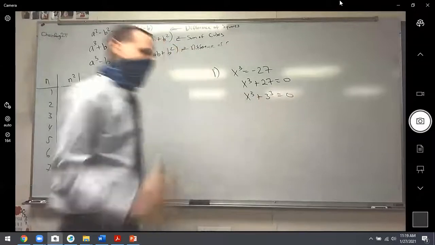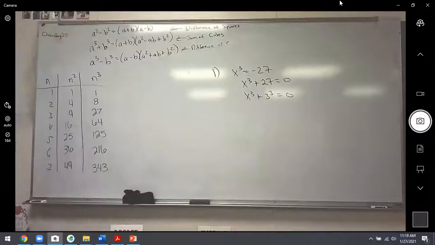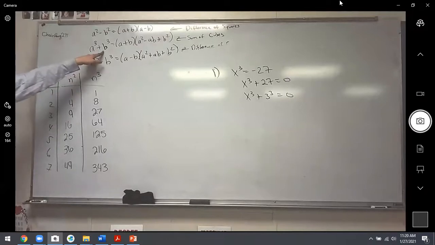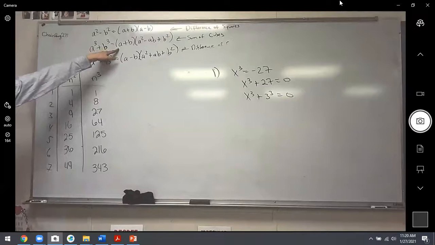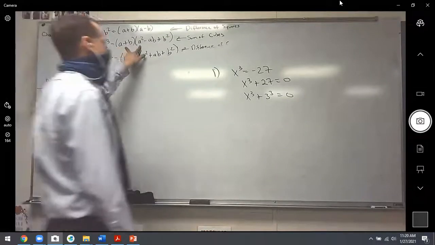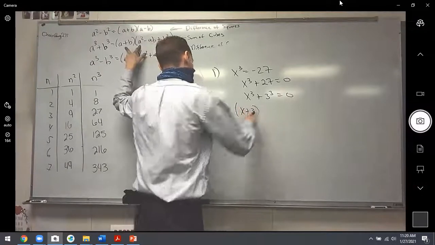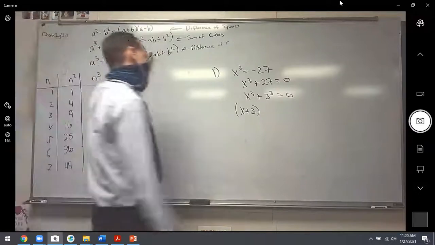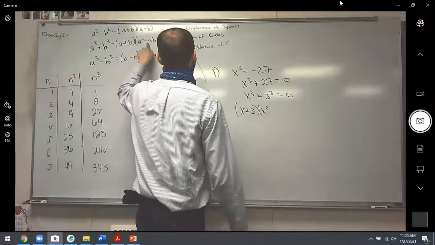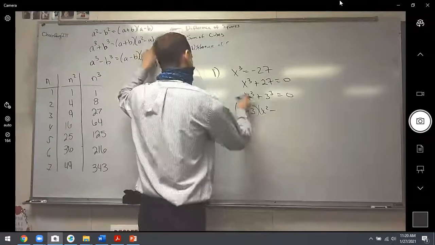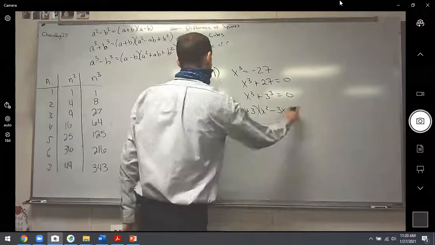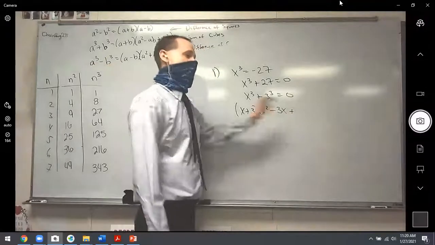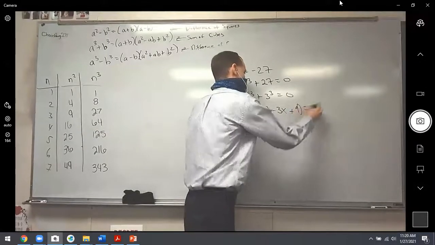So if I think of the 27 as 3 cubed, and obviously x cubed is x cubed, and I go over here to my sum of cubes formula, it says a cubed plus b cubed is this stuff. So a would be x in our situation, and b would be 3. So plug it in here. We have a plus b, which is x plus 3, times this thing right here, which is a squared, and a was x, so x squared, minus their product, and 3 times x is 3x, and then plus the b thing squared, and b was 3, and 3 squared is 9.